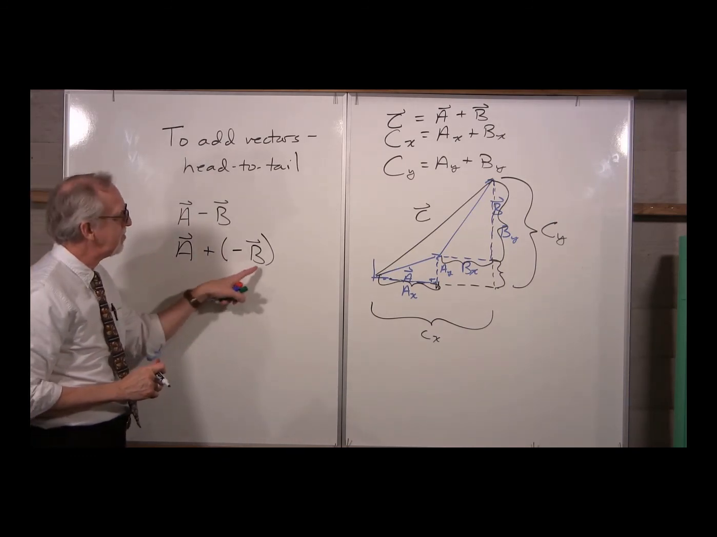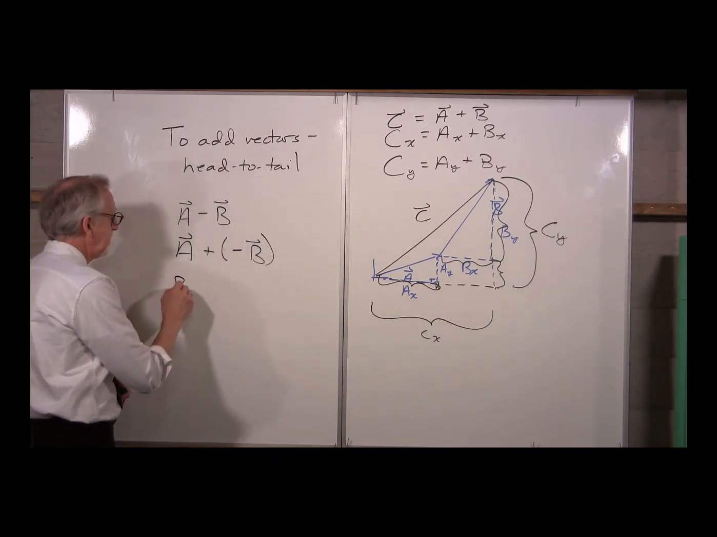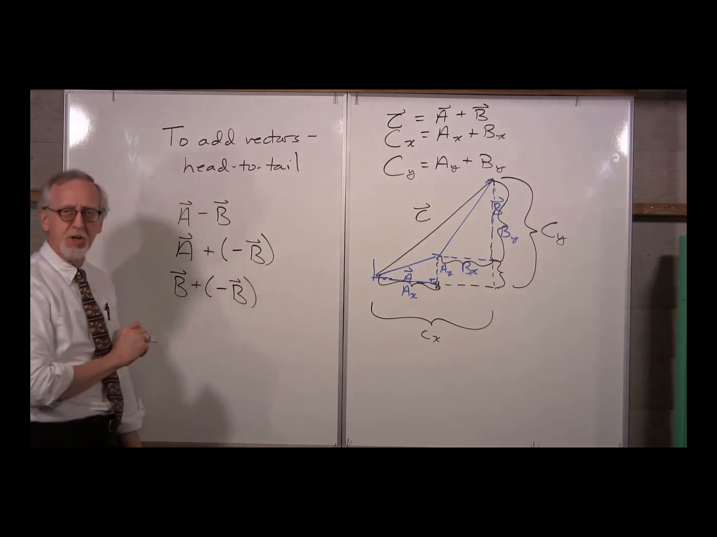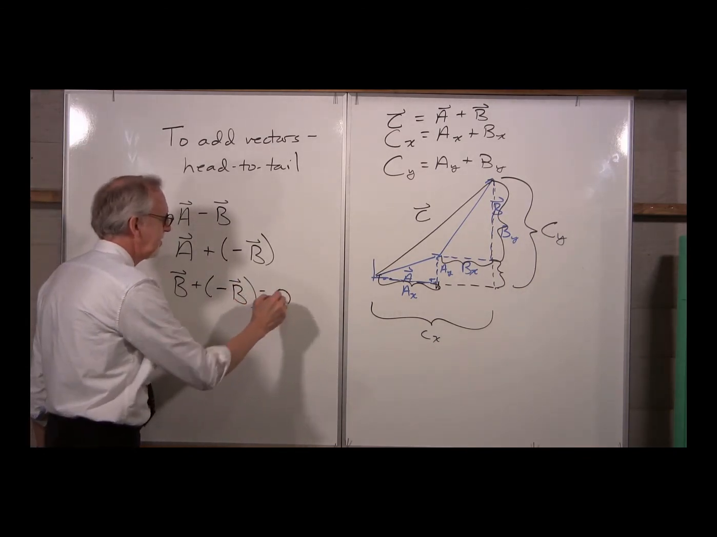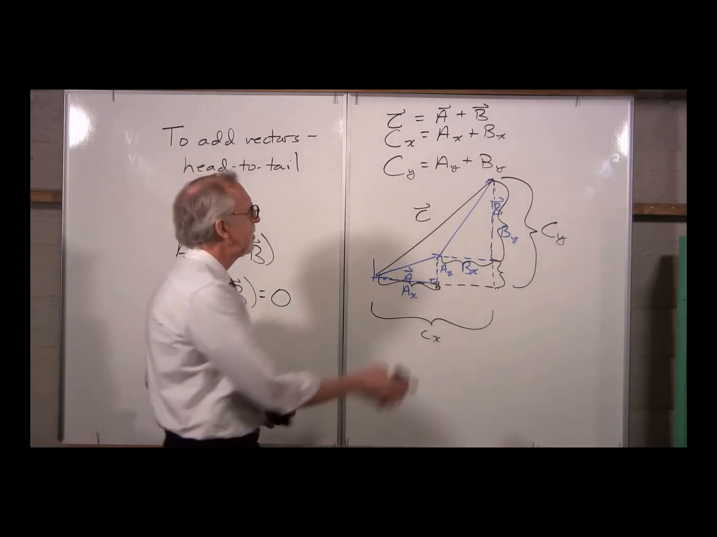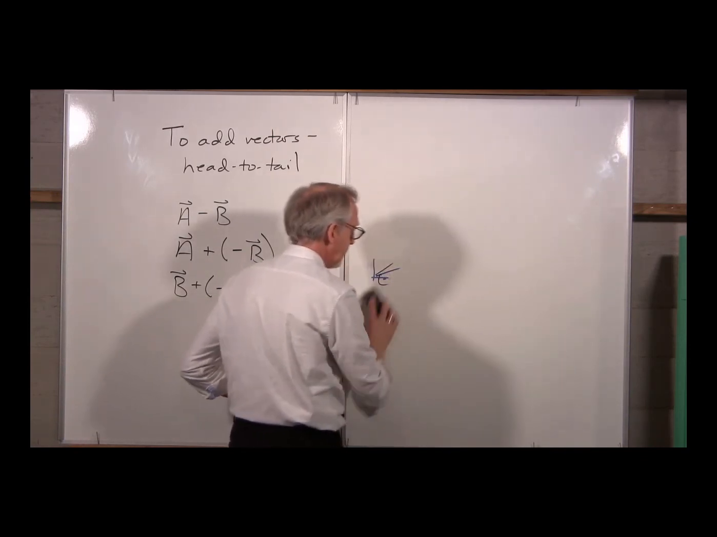But what is negative b? What is the negative of a vector? Well, if I take b and add negative b, what do you think we should get? Well, we would expect to get 0. Well, what can I add to a vector to give rise to 0? In other words, to give rise to a 0 vector.